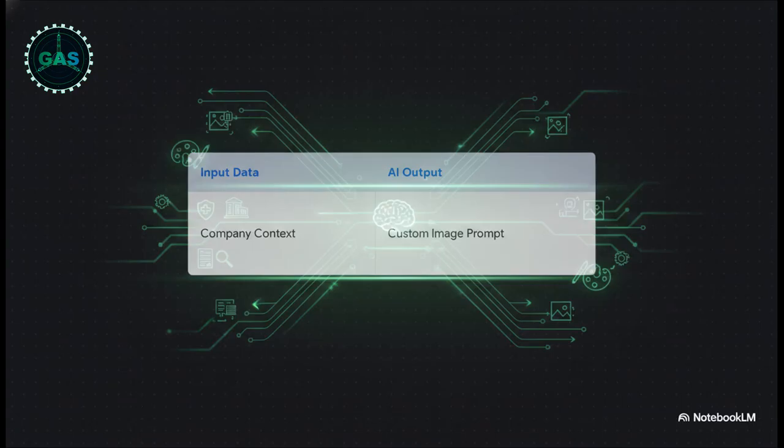Within our Airtable database, we create a dedicated field that merges the scraped company context with a predefined AI instruction. Essentially, we trigger an internal AI agent that reads the company's description, for instance, noting they are a medical insurance provider, and automatically crafts a highly specific, structured image directive for that exact row.